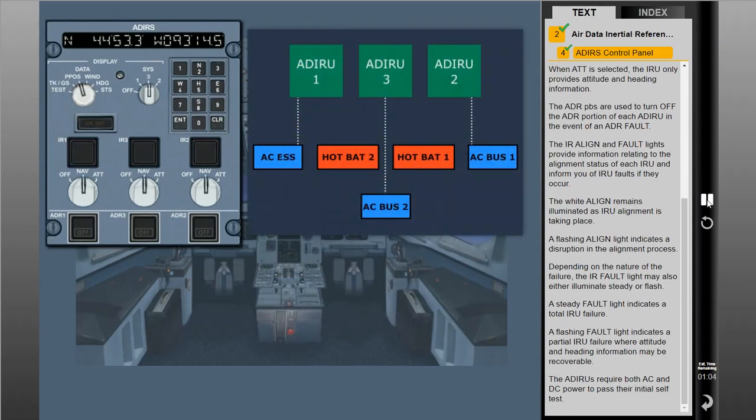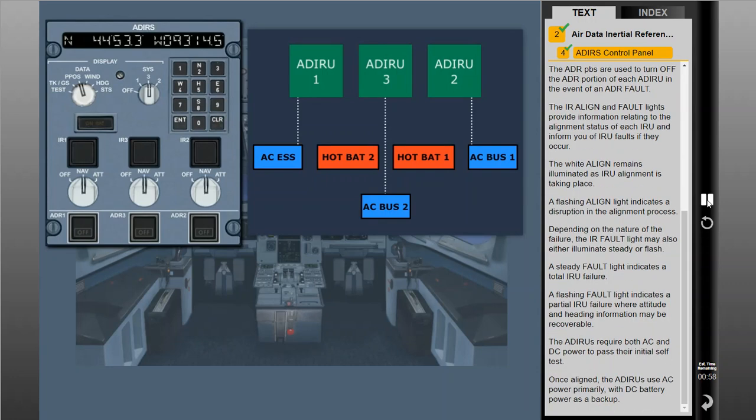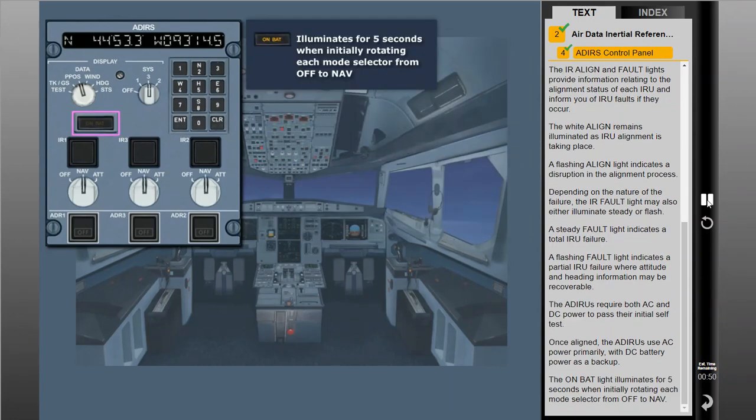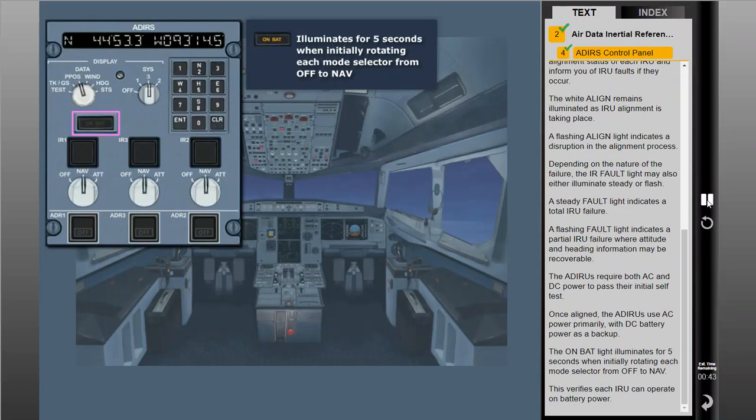The ADIRUs require both AC and DC power to pass their initial self-test. Once aligned, the ADIRUs use AC power primarily, with DC battery power as a backup. The on-battery light illuminates for 5 seconds when initially rotating each mode selector from off to nav. This verifies each IRU can operate on battery power.